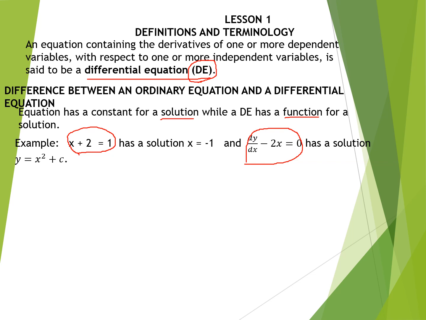Now let's see if this will satisfy the equation. Let's get dy/dx. Your dy/dx there is actually equal to 2x. The derivative of c is 0, and if you plug it in you will have 2x minus 2x is 0. So what's the distinction? Again, for an equation, the solution is a constant. For a differential equation, the solution is a function.